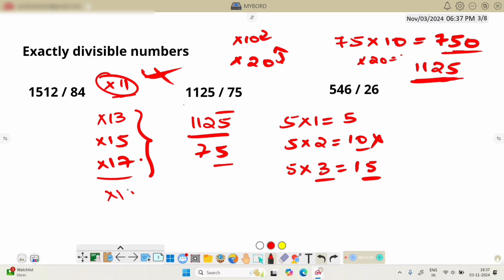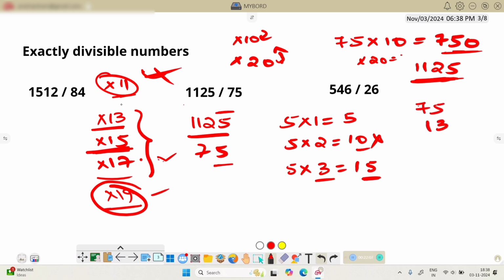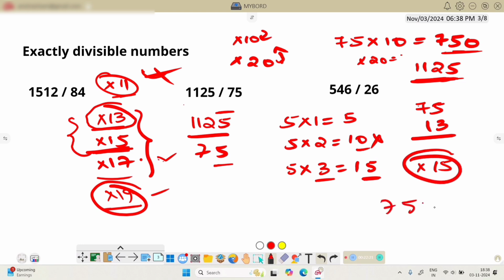Again, if you take into 19, it will be far away. I think into 17 also will be far away. So your answer may be into 13 or into 15. So you just check the multiple of into 13 or into 15. If you check any one number, you will get the answer. You need not check both numbers. If you check even one number, you will get the answer. Okay, so the answer will be into 15. If you multiply 75 with 15, you will get the answer 1125.